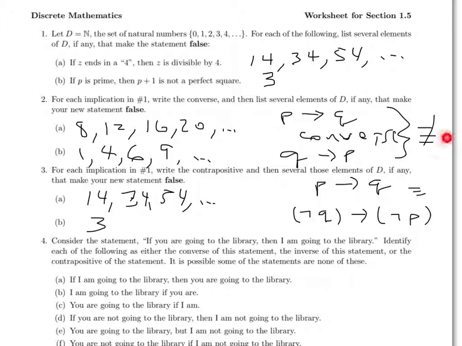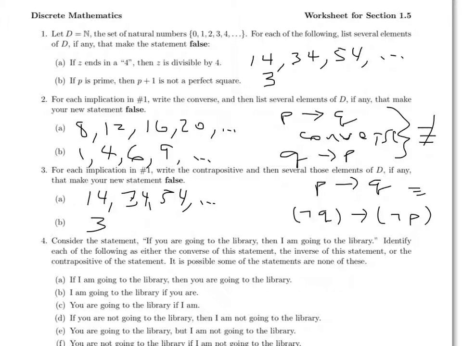And then don't forget the converse is logically independent of the original. So there's no logical connection between these two things, and we can see that in the sense that the set of counterexamples for the original are really different from the set of counterexamples for the converse.